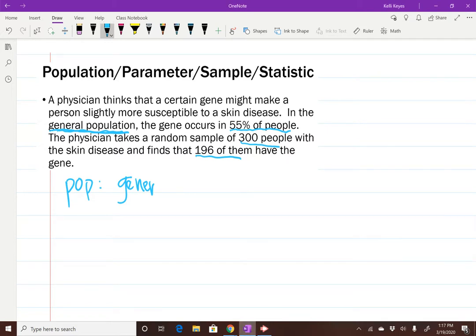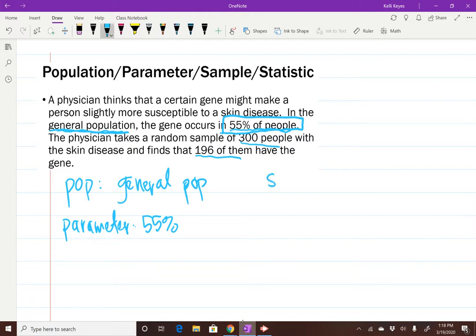Had a visitor. Okay, so the population is just the general population, which I guess we can assume is everyone. It's not even saying in the whole world or US, but I'm assuming it's everyone. So then what's the parameter? The parameter would be the number that we got from the population, right? So which number describes the population? Well, that would be this 55% of people have the gene, right?